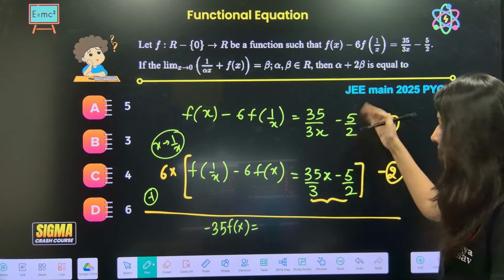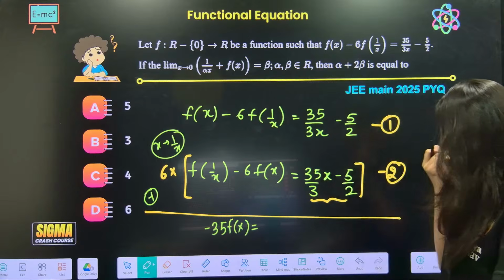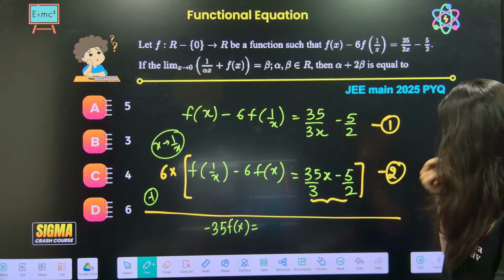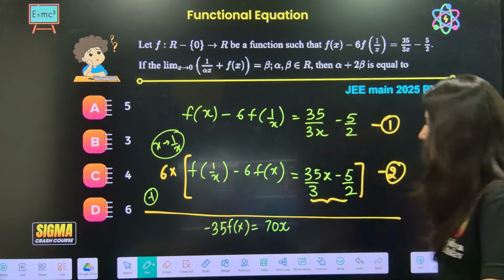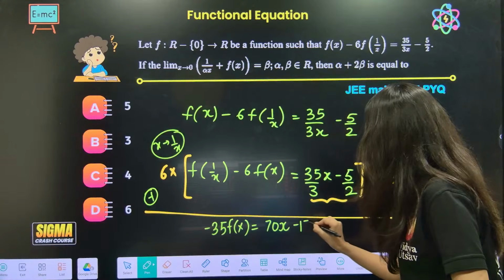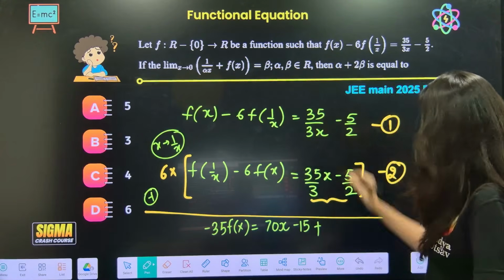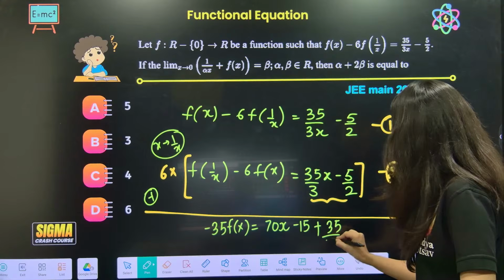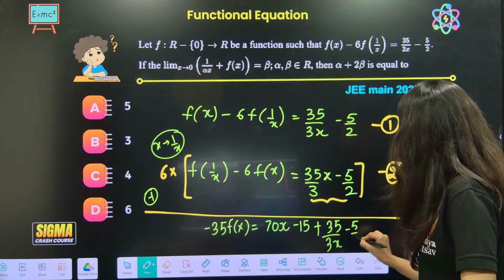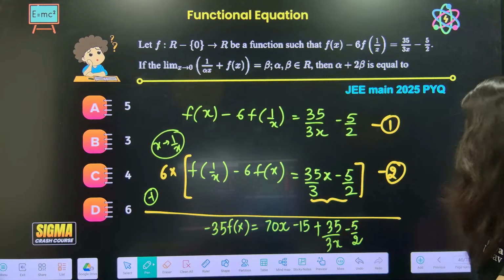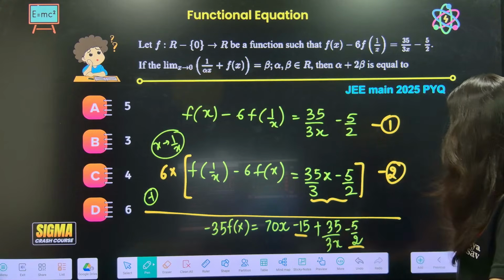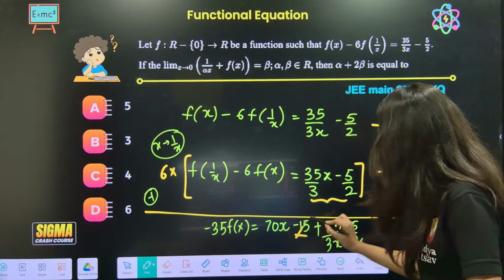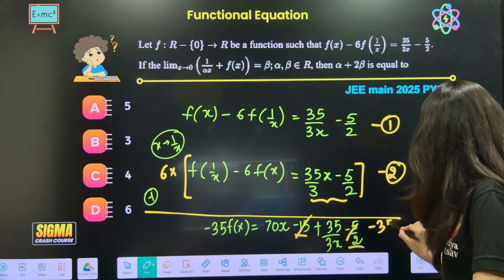So you are adding, right? 35x by 3 multiplied by 6 gives 70x. Then 6 times minus 5 by 2 gives minus 15. Now as it is, you have to write 35 by 3x, minus 15, minus 5 by 2. Anybody can solve this. Minus 15 and minus 5 by 2 gives minus 35 by 2.